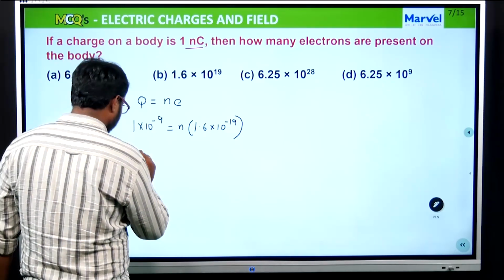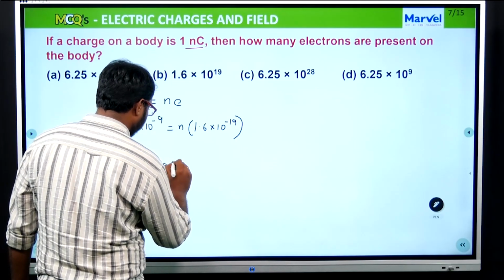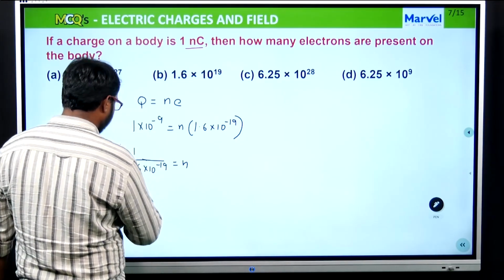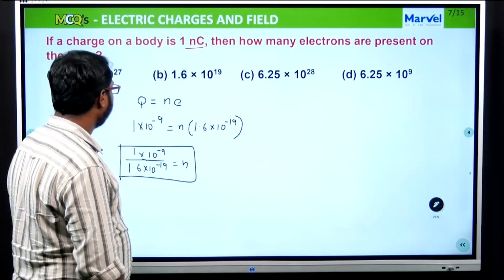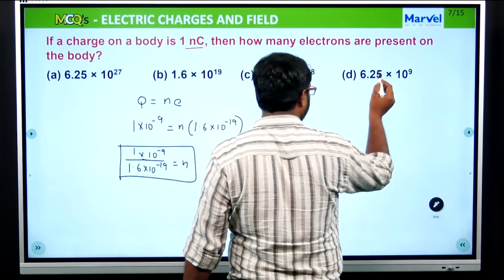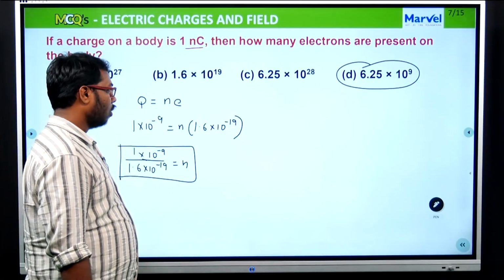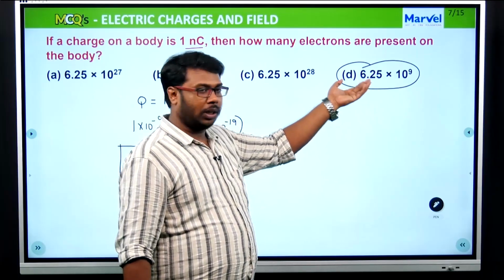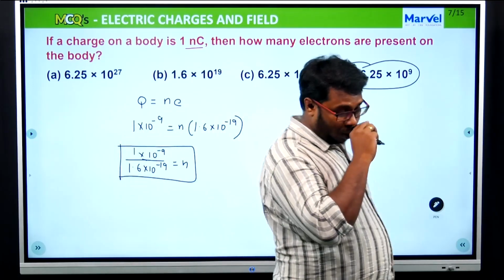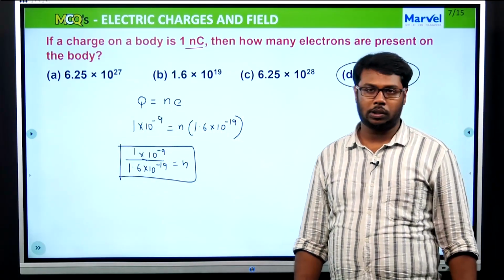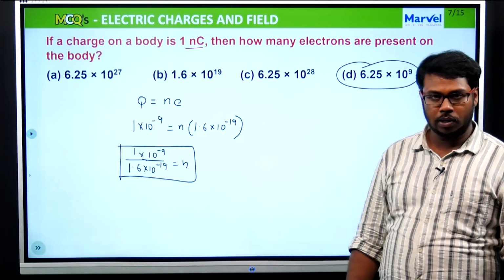So 1 by 1.6 into 10 power minus 19 is equal to n. If we divide the whole thing down, we will get 6.25 into 10 power plus 9. So this many charges should join together to give 1 nanocoulomb. That is what we have found from this particular question. It's of course a very straightforward one and the formula is also very easy.